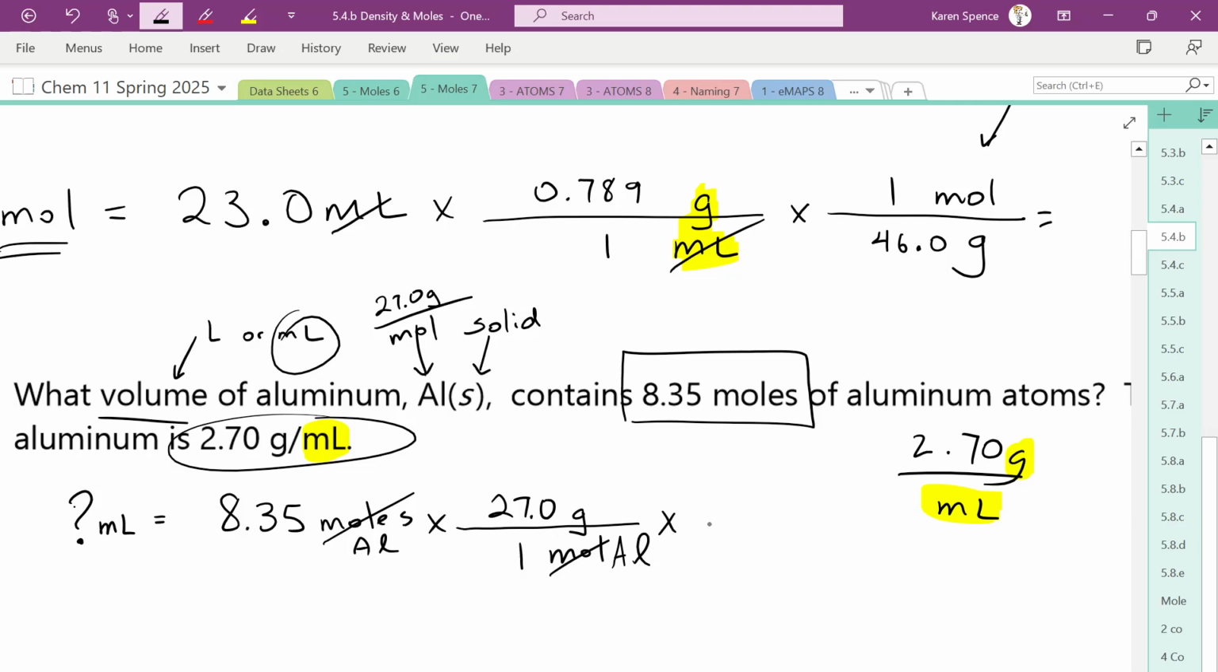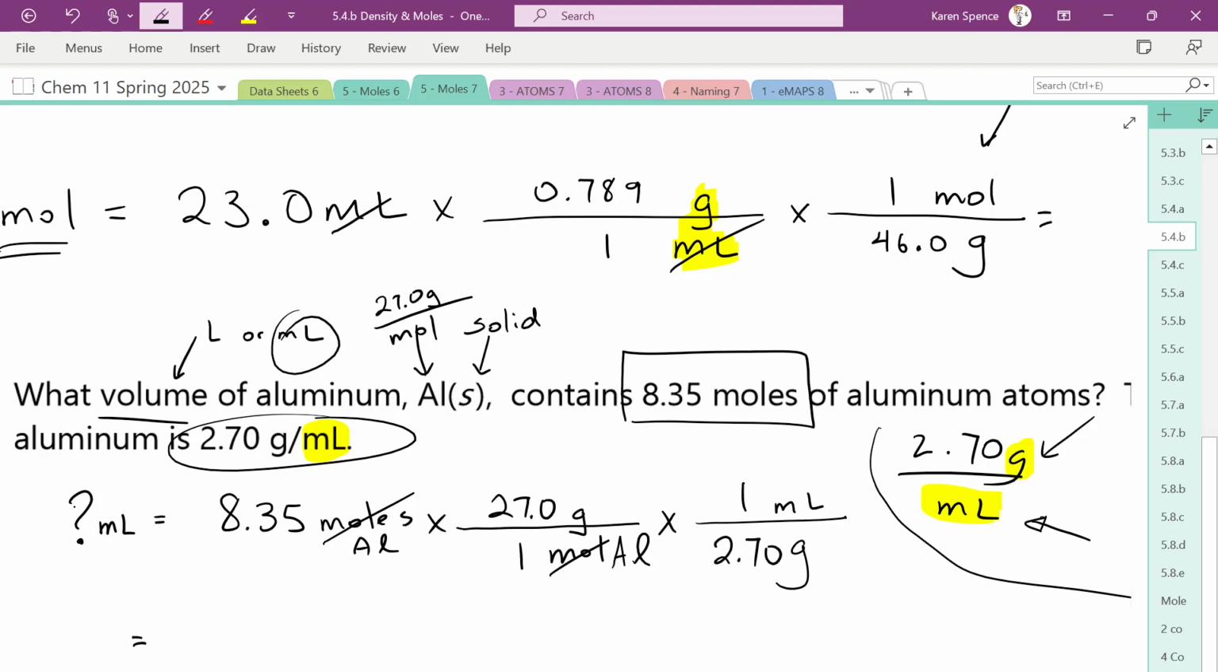There we go. And now we need to convert our grams into milliliters. And guess what? We have grams and we have milliliters. Because there's no number with the milliliter, that's going to be a 1. And for grams, you have 2.70 grams. All right, and we get 8.35 times 27 divided by 2.7. So we get 83.5 milliliters. Is good? Easy? Okay.